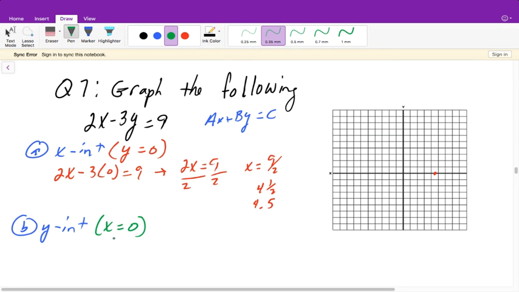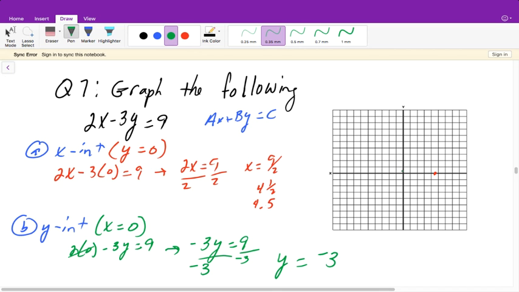Our y-intercept, we set x equal to 0. So it's 2 times 0 minus 3y is equal to 9. So then this gives me, because this will cancel, negative 3y is equal to 9, divided by negative 3. y is equal to negative 3. So we go down 1, 2, 3. Draw our second point. Once you plot your 2 points, you can go ahead and use your straight edge on your test, which you must, to connect these 2 points together.